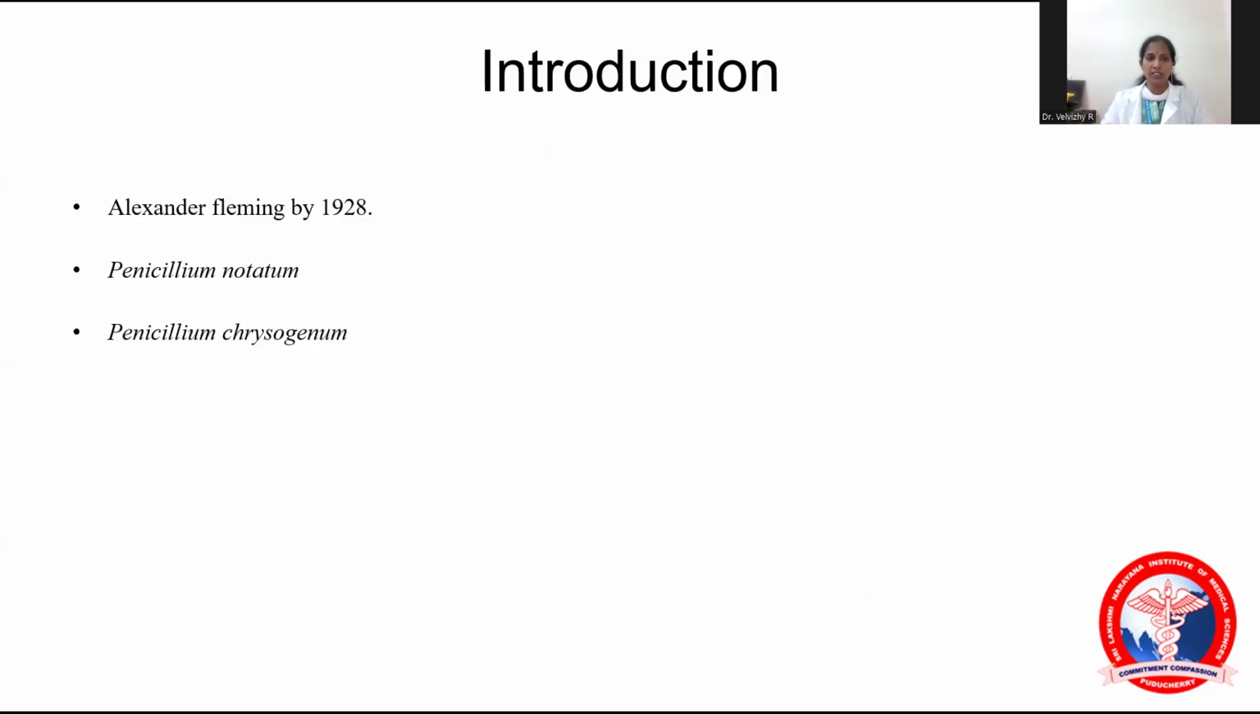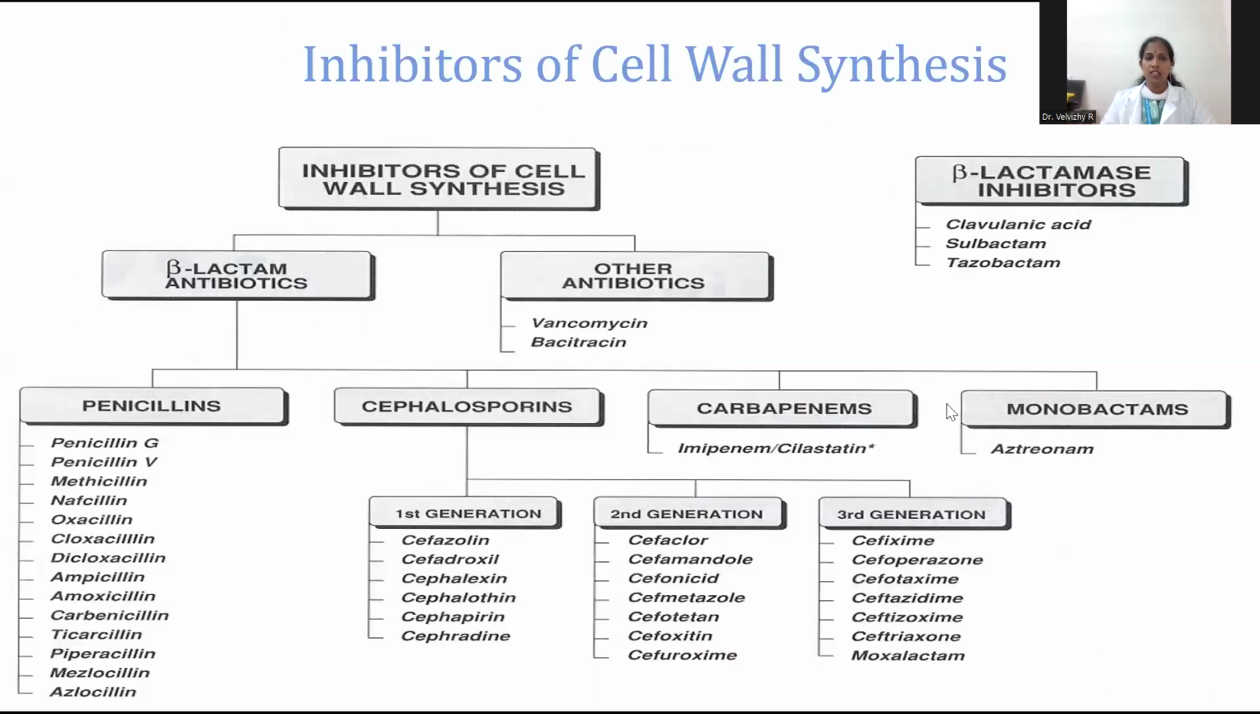So coming to the introduction, penicillin was one of the earliest antibiotics, discovered by Alexander Fleming in 1928. These penicillins are mainly obtained from Penicillium notatum and Penicillium chrysogenum. Penicillin is called a beta-lactam antibiotic. We have a group of antibiotics, not only penicillin, but apart from penicillin we have cephalosporins, carbapenems, and monobactam. All these four are called beta-lactam antibiotics.